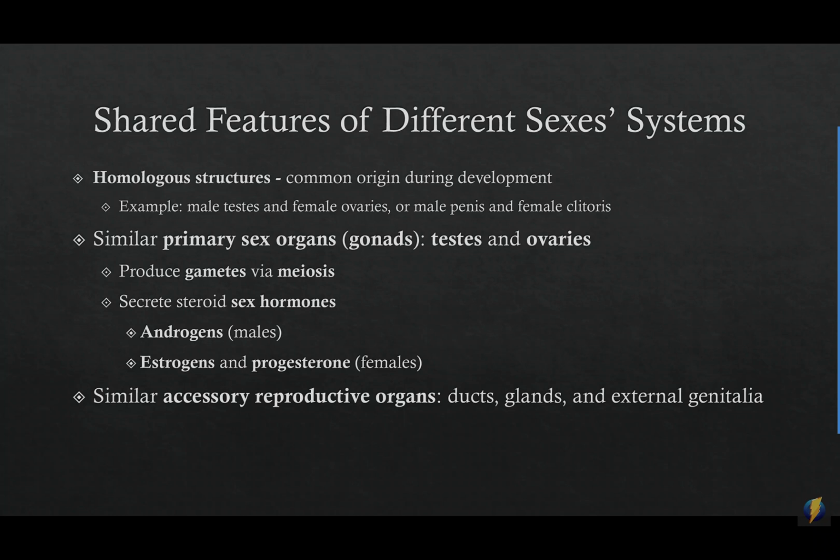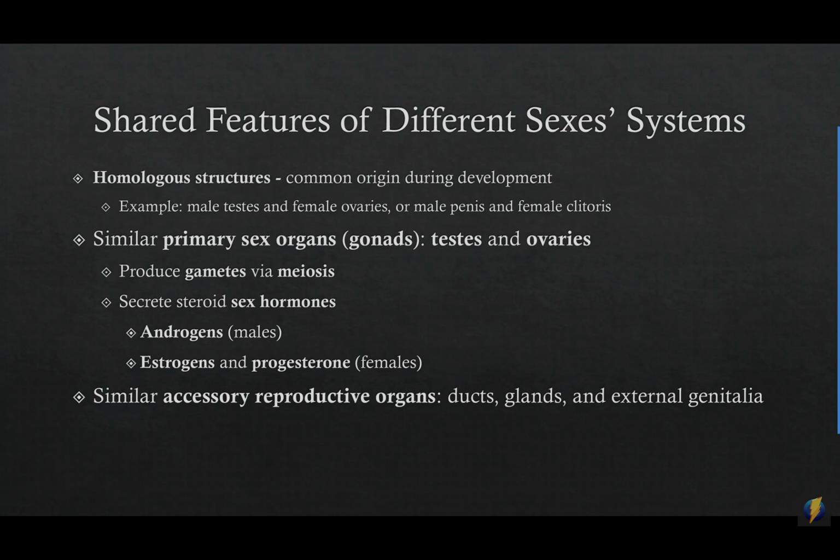And then in addition to creating these gametes, these sex cells, the testes and the ovaries produce sex hormones. These sex hormones are steroidal sex hormones. Cholesterol is actually the basis for a good chunk of them. So in males, we're talking about androgens, things like testosterone, and in females, we're talking about estrogen and progesterone, typically.